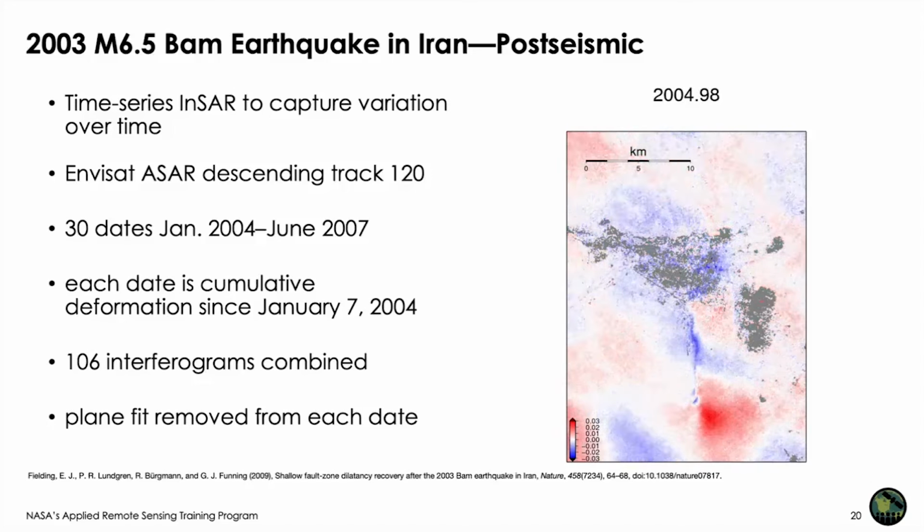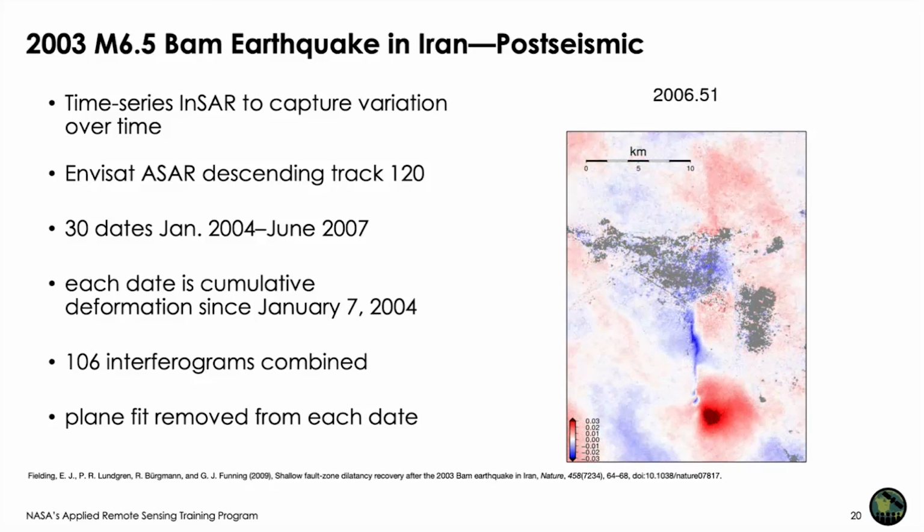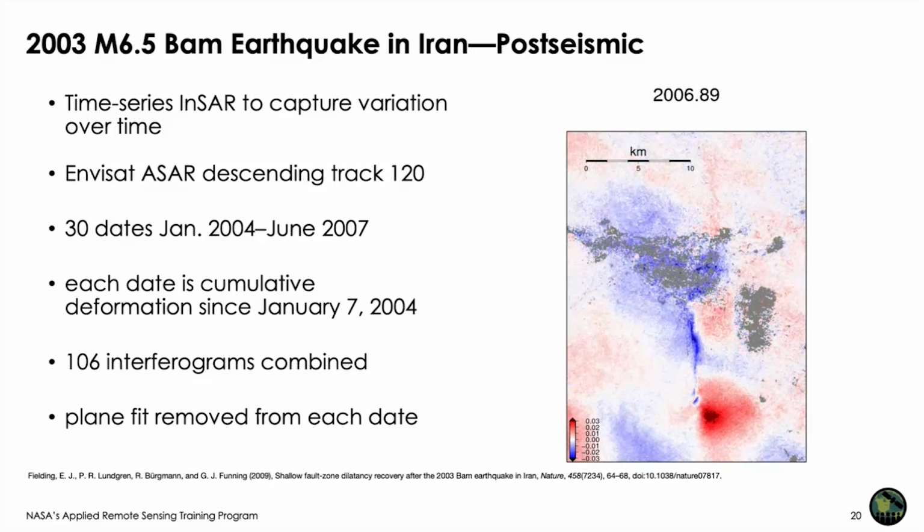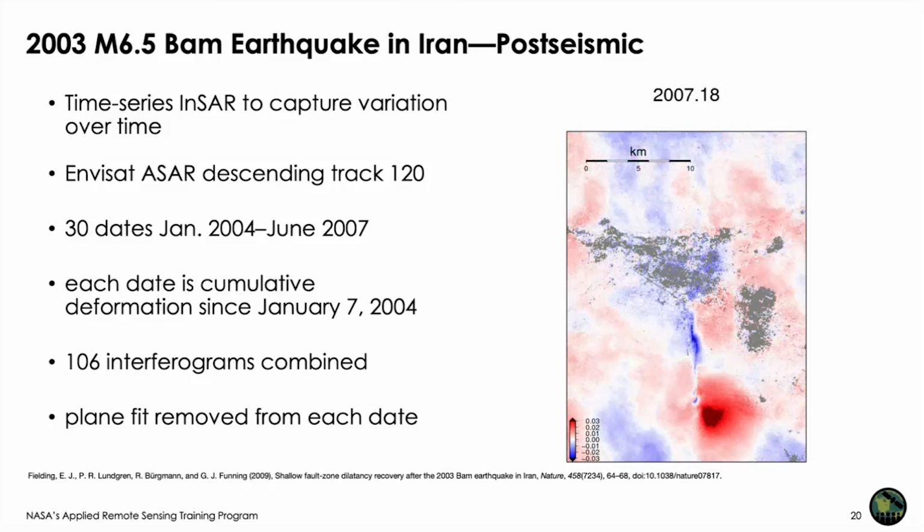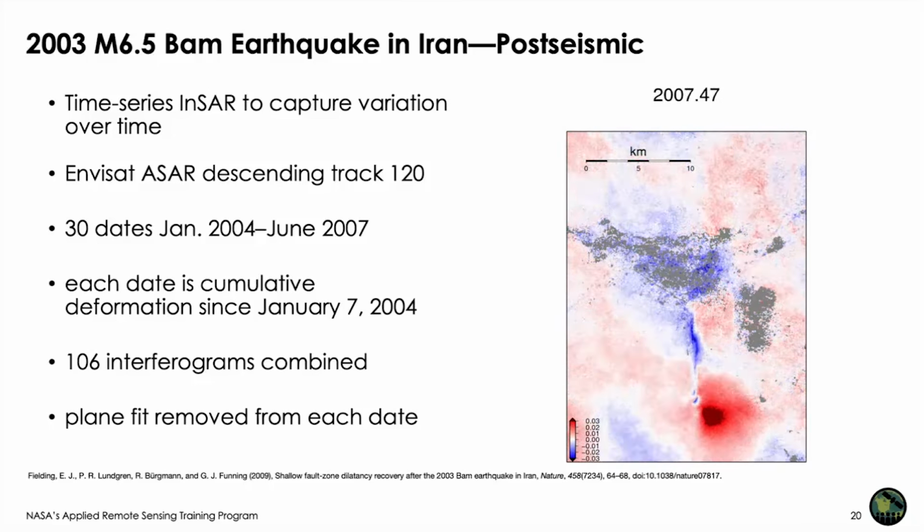As you can see, there's a significant amount of atmospheric variation. So on some dates, the atmospheric effects are larger than the signal that we want to see. But by the end of the time series in 2007, the final displacement here is quite well imaged. We can see there's an area to the south of the fault. The fault ruptured right through the center here.